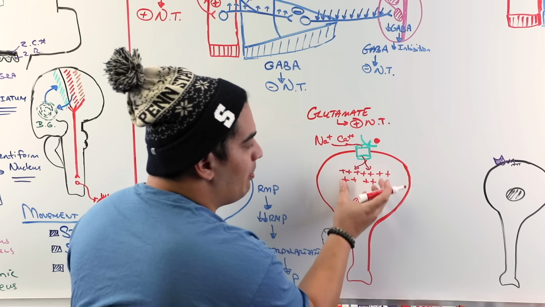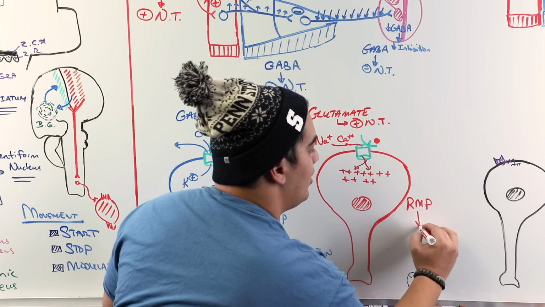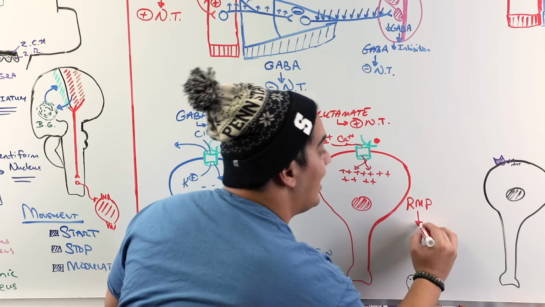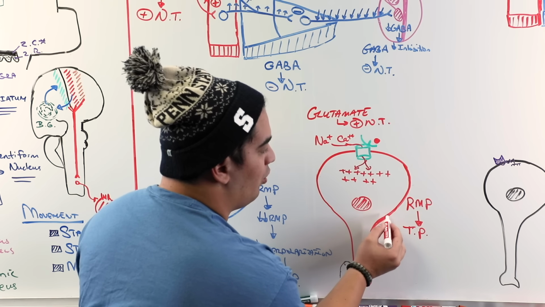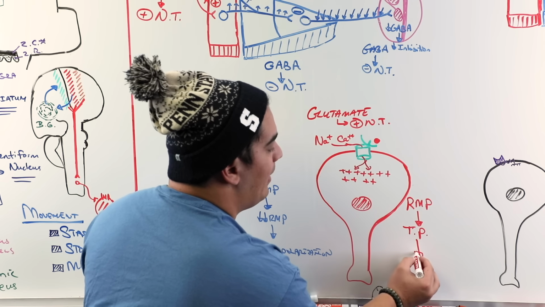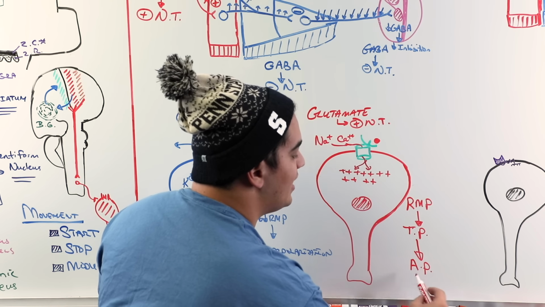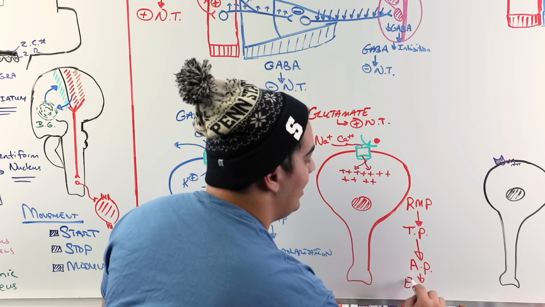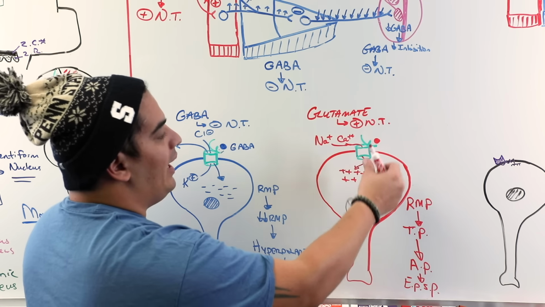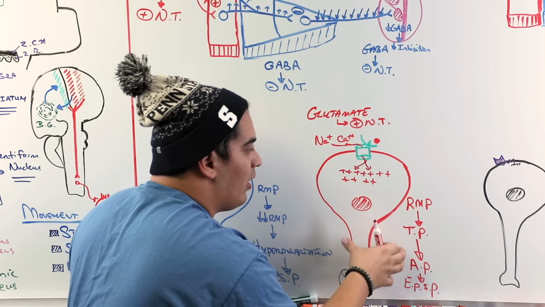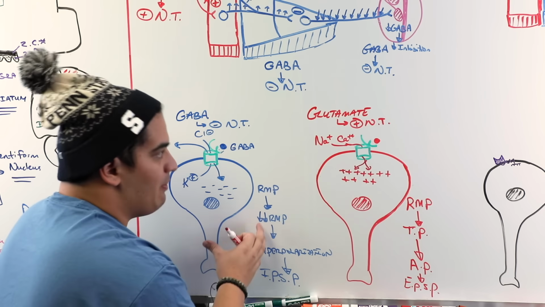And these ions will flow into the cell and cause the cell to become extra positive. As you increase the positive voltage in the cell, what do you do? You take the resting membrane potential and move it towards threshold potential. And whenever you hit a particular threshold inside of this cell, that may trigger an action potential. So this is referred to as an EPSP. So glutamate has a stimulatory effect via this mechanism, and GABA has an inhibitory effect via this mechanism.